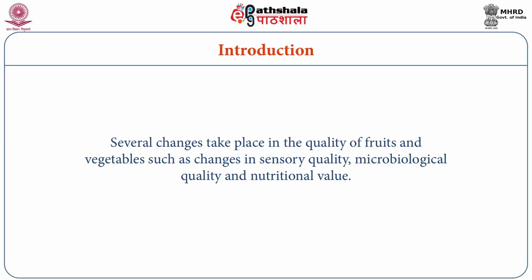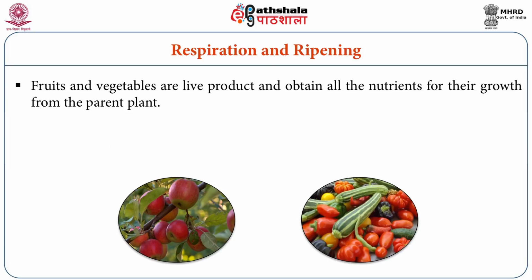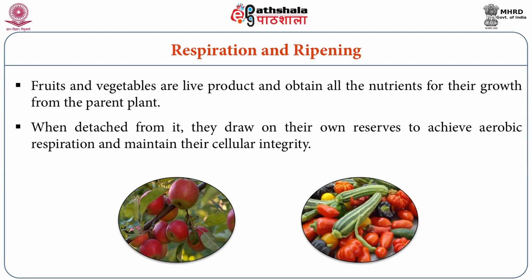Now, looking at respiration and ripening, fruits and vegetables are live products and obtain all their nutrients during growth from the parent plant. When they are detached from the parent plant, they draw on their own reserves to achieve aerobic respiration and maintain their cellular integrity.